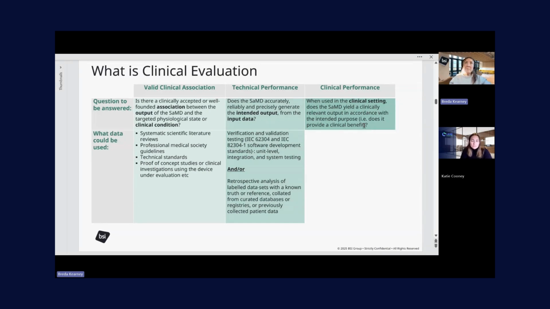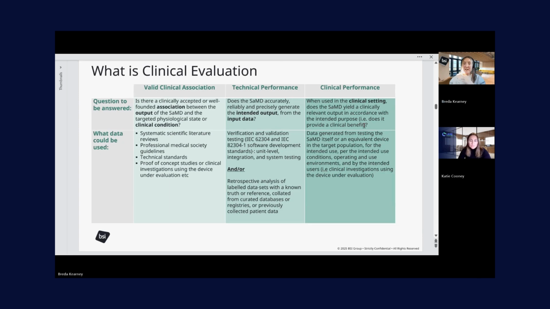So data that's labeled, you already know what the output is. You can push that through your software, and that can be used to demonstrate technical performance. So again, demonstrating that when I put these samples through, that I know the answer, I know what it's supposed to be. When I push them through, I can accurately predict the answer and get it. It's reliable.